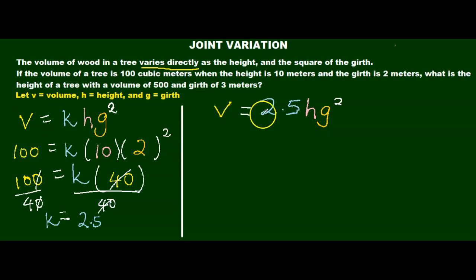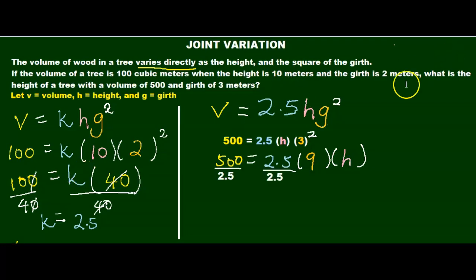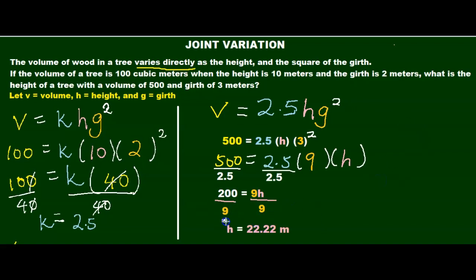The height when our volume is 500. So we're going to change our V to 500 equals 2.5. We need to find out H, so leave that. And my G is 3 squared. So that leaves me with 2.5, 3 times 3 is 9, and our H is left there. Divide both sides by 2.5. 200 equals 9H. Divide both sides by 9. H is 22.22 meters. Don't forget your correct units.